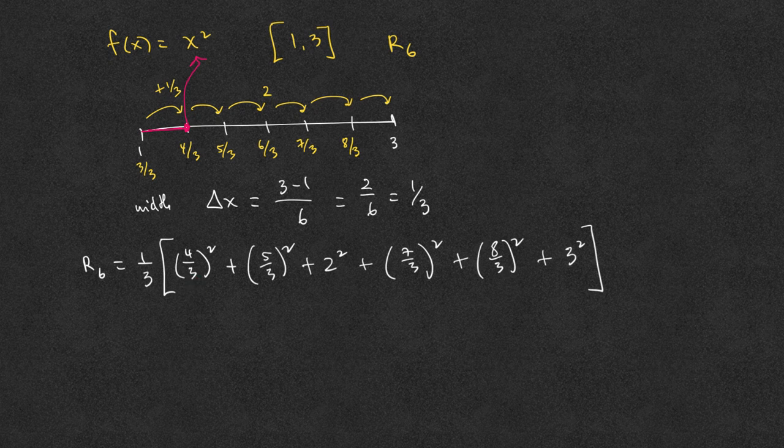We should have 1, 2, 3, 4, 5, 6 terms because we approximate R sub 6 using the right endpoints here. Plug this into a calculator. We will see that this is approximately 10.0370. Since we're using more rectangles, this will be a better estimate than R sub 4.